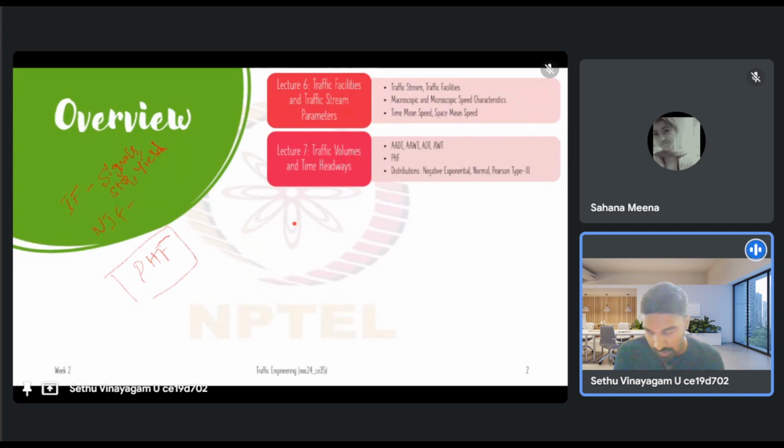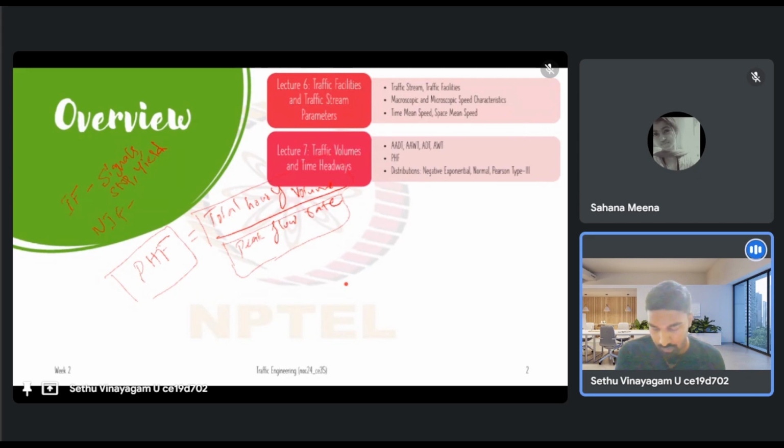So the peak hour factor is defined as the total hourly volume divided by the peak flow rate, right? So what is this? When you look at a particular hour of the day, what is the number of vehicles crossing that particular location? That's your total hourly volume. So that is divided by the peak flow rate. So what is the peak flow rate?